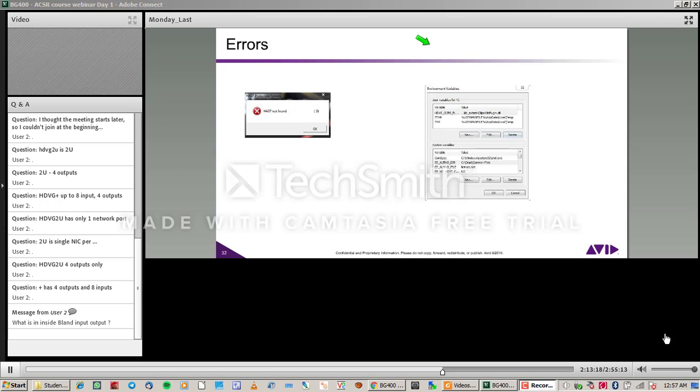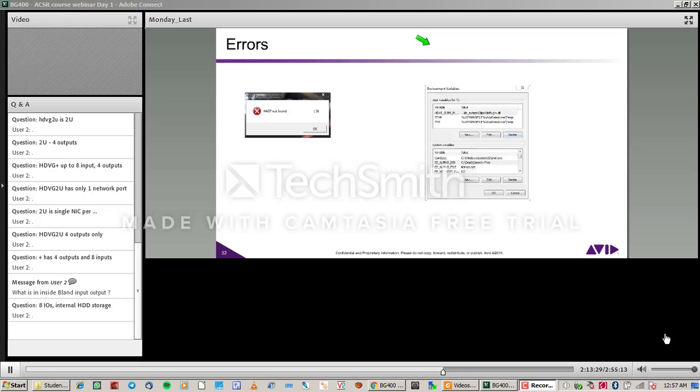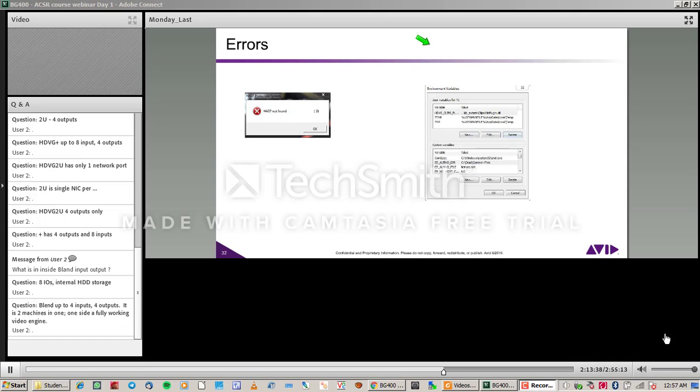So we have the first answers arriving. One of them says that there are 8 IOs and internal HDD storage. And I believe there's another one saying that Blend has up to 4 inputs and 4 outputs. It is 2 machines in one. One side is a fully working video engine.